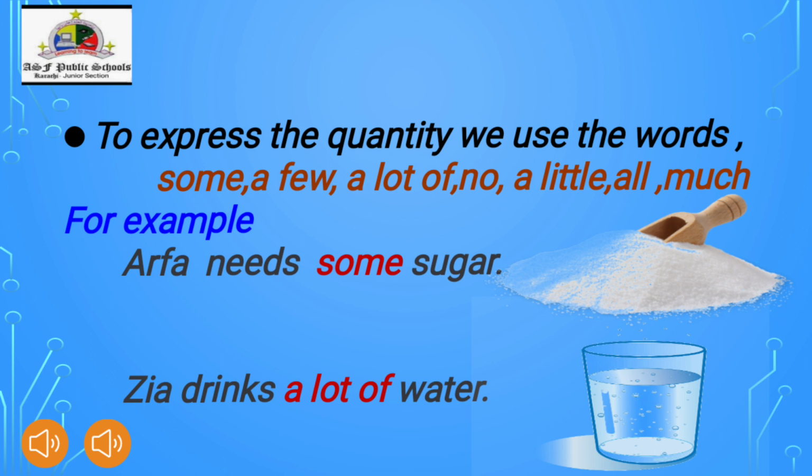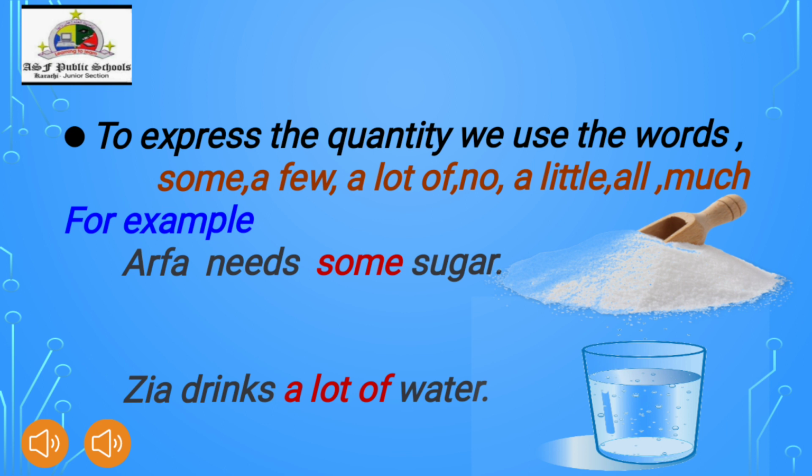To express the quantity of uncountable nouns, kids, we use words such as some, a few, a lot of, no, a little, all, much, and too much. They tell us how much of the uncountable nouns we are talking about. Let's take an example. Arfa needs some sugar. Zia drinks a lot of water.